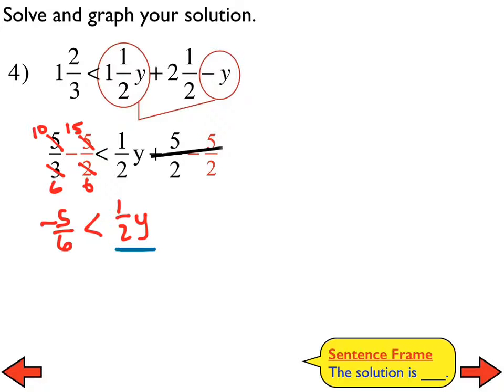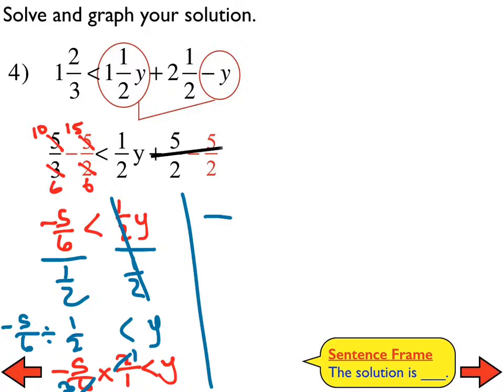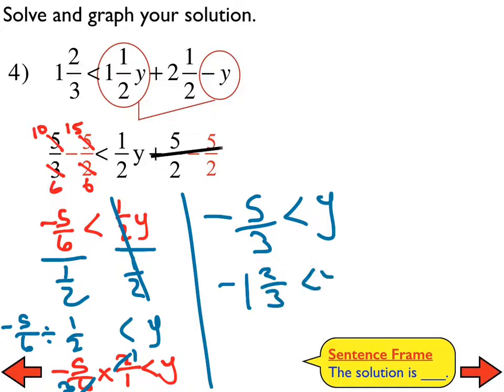Next step would be to divide both sides by half. So this is now -5/6 divided by half. I'm going to rewrite it as multiply by the reciprocal. I can cross divide. So this is now -5/3 is less than y. I did not flip the symbol because I divided by positive halves. This is -1 2/3 is less than y.